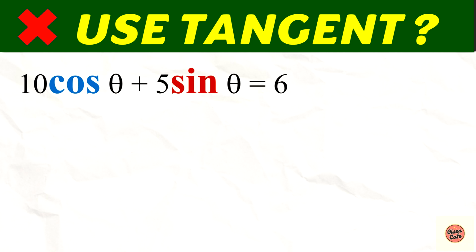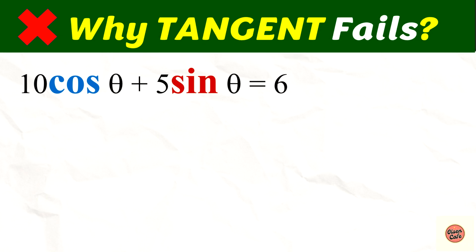So, will it really work by changing to tangent over here in this equation? Well, the answer is no. So let me show you why tangent fails in this case. In order for us to change to tangent, what we will need to do is divide both sides of the equation by cosine.